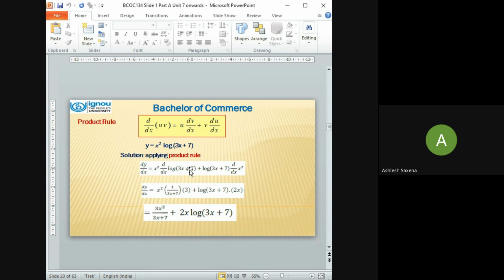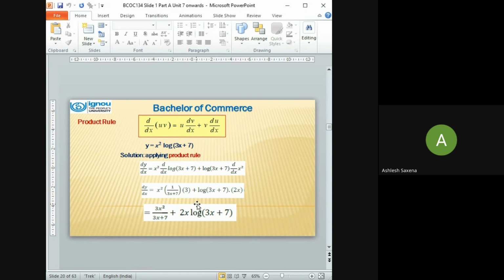So the derivative of log x is 1 by x into the derivative of x. Now see to it. What does that mean? The derivative of log 3x plus 7 means 1 by 3x plus 7 into 3, the derivative of 3x plus 7. This is what the chain rule is.